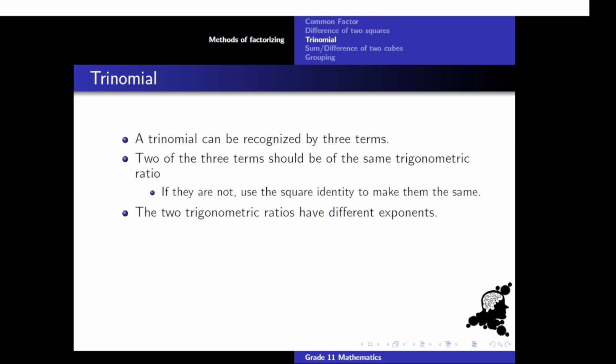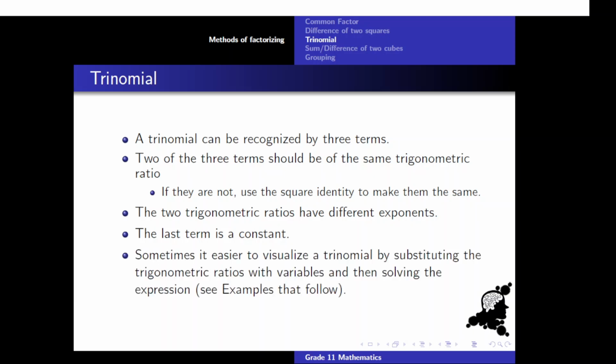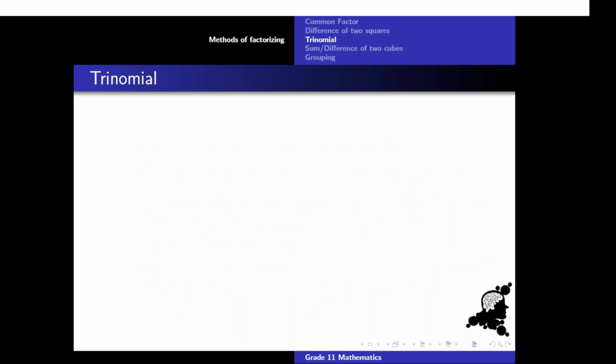The 2 trigonometric ratios have different exponents. The last term is a constant, as I've mentioned, it's a number. And sometimes it's easy to visualize a trinomial by substituting the trigonometric ratios with variables. I'll show you what I mean in the examples that follow. So to factorize a trinomial, make sure that the expression is in the form ax squared plus bx plus c. I hope that this is bringing something back to your mind. I hope it's recovering your memory. You've seen this before somewhere.